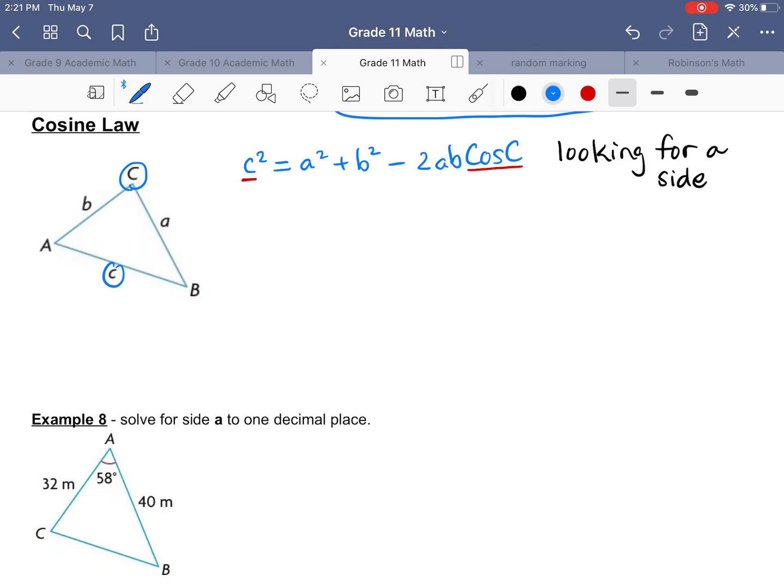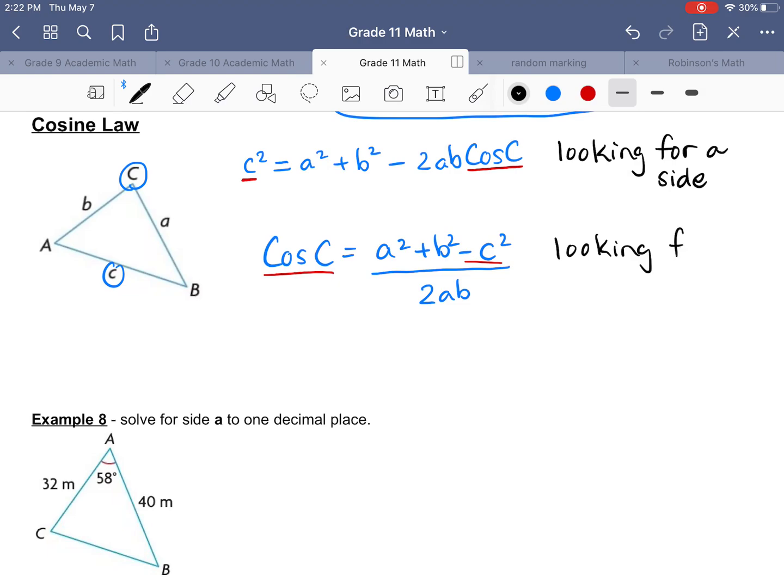Now, the other form of the formula that we can use, and it's just a rearrangement of the first form, is cos C is equal to a squared plus b squared minus c squared, all divided by 2 times a times b. And again, in this case, it's important that the cos of the angle C and the side C are in the positions that I've indicated. So the second formula we use when we're looking for an angle.